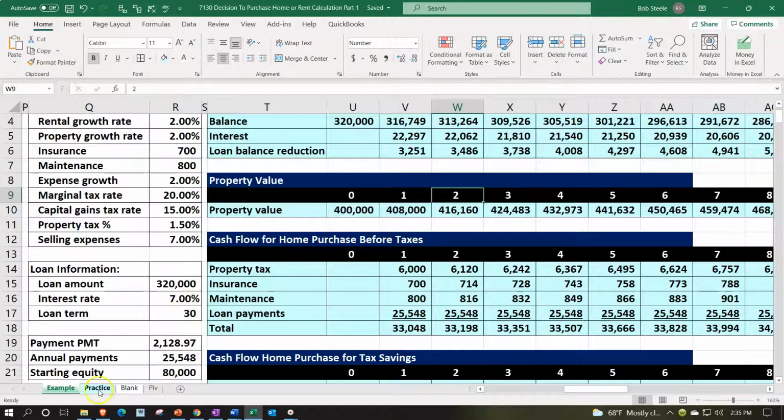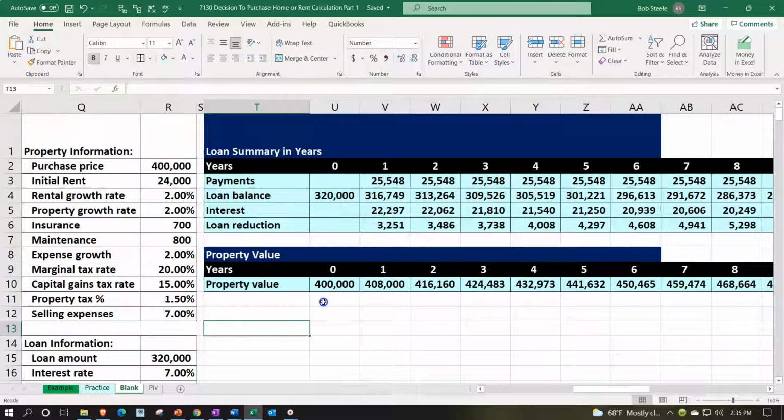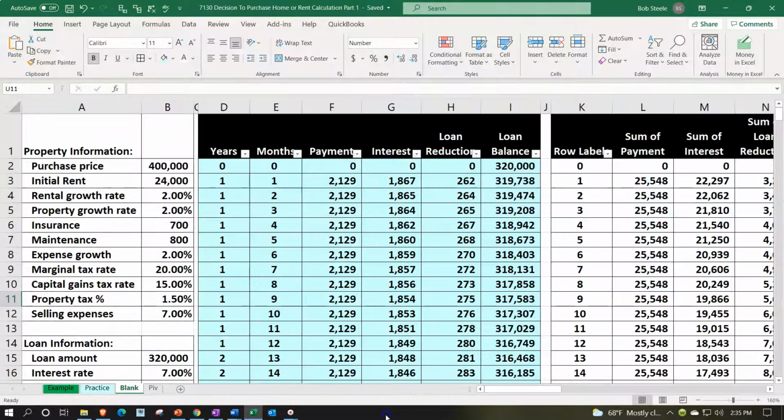So we're then going to go to the practice tab. Some of this information is already set up in terms of the formatting, so you can work through this practice problem a little bit faster with the formatting set up for you here. We got the blank tab. That's where we're going to be building this thing and have been building it from scratch.